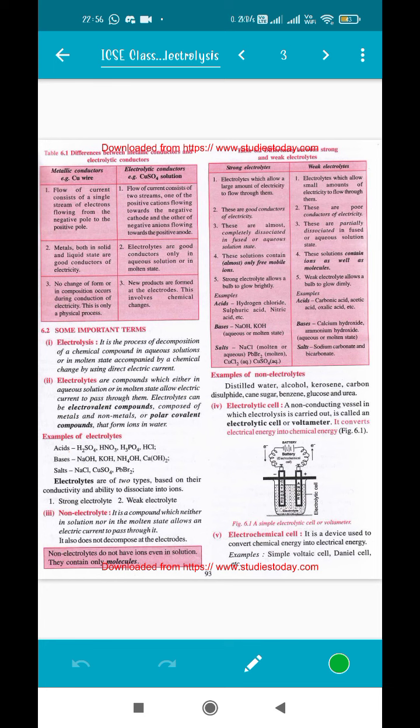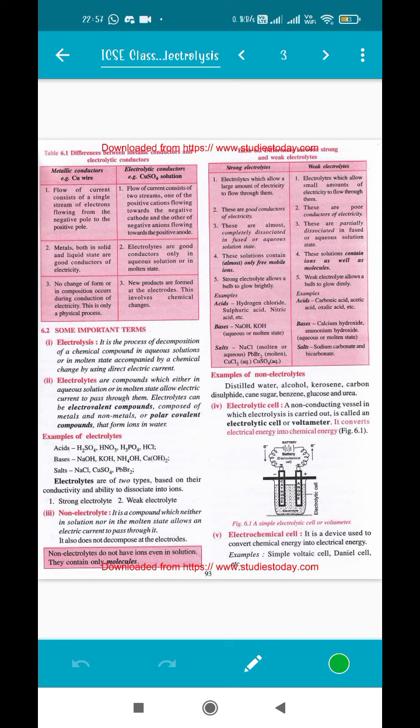Electrolytes, on the other hand, cannot be used in solid state. You cannot pass electricity through solid sodium chloride. You have to either melt it or dissolve it in water. Metals can be used both in solid and liquid form, but electrolytes can be used only in the solution form. That means when it is dissolved in water, or when they are molten, when they are heated and converted into their liquid state. This is a very important difference.